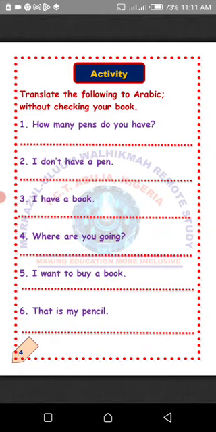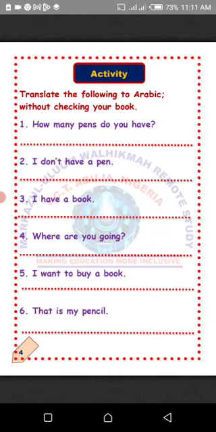Number four. How do you translate the following to Arabic? Where are you going? أين تذهب؟ Talking to a single male person. But if you are talking to a single female person, you say أين تذهبين؟ Where are you going?